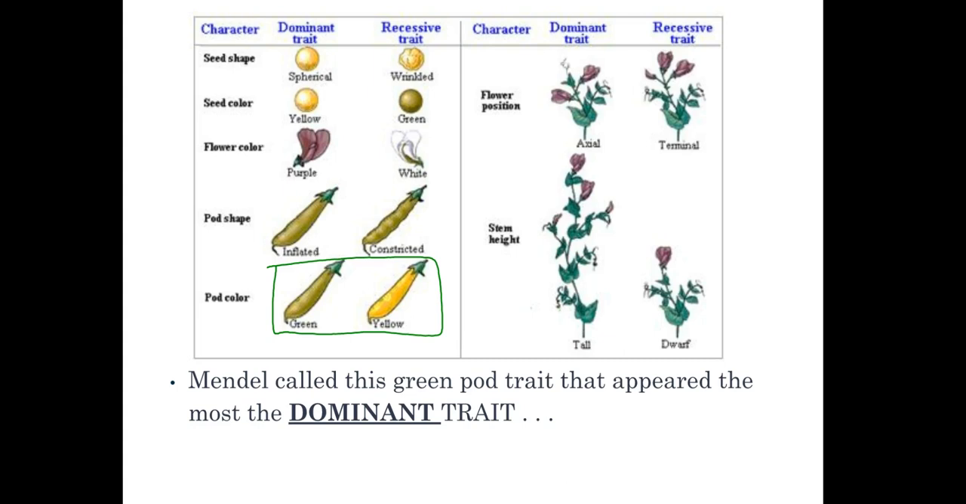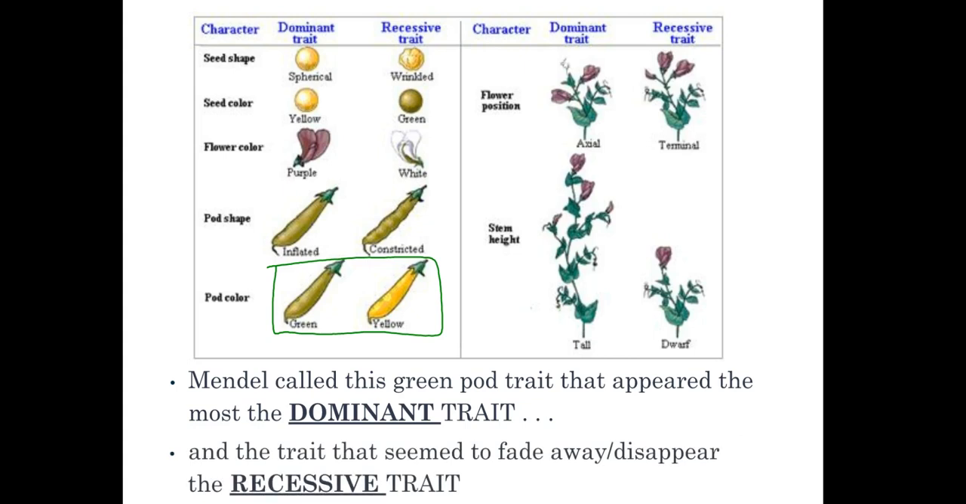But every once in a while there would still be a yellow pea pod created. We call that trait that seems to fade away or disappear a recessive trait.